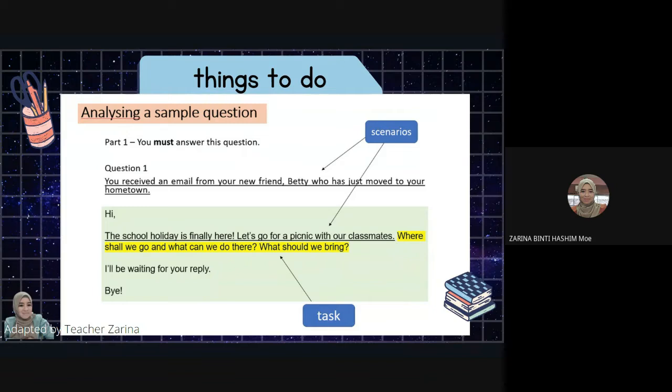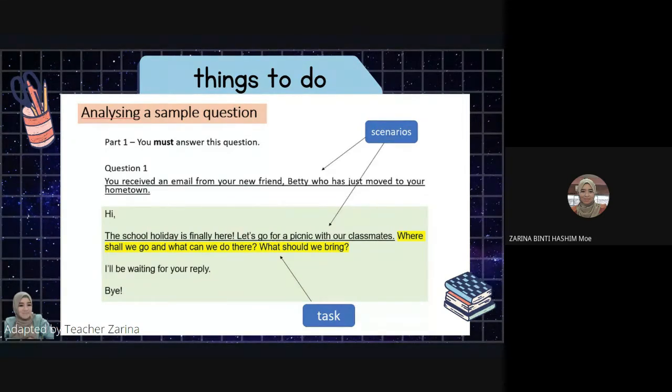Hi, the school holiday is finally here. Let's go for a picnic with our classmates. So this is the second situation. Your friend asks you to go for a picnic with your classmates because it's school holiday. Next sentence, this is very important: where shall we go, and what can we do there, and what should we bring?